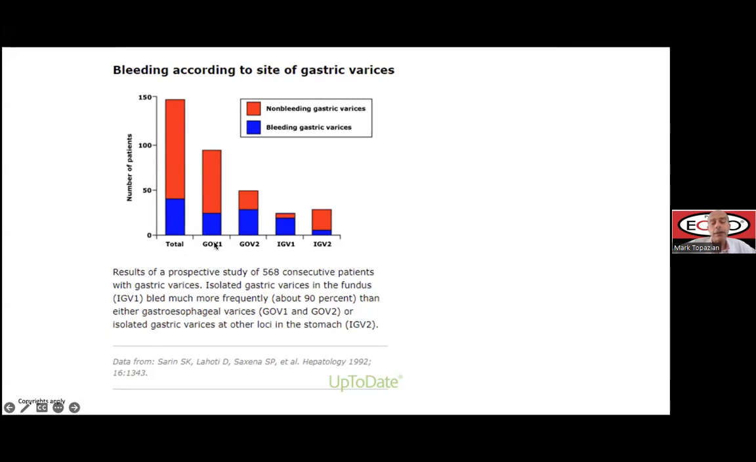But then if you look by type, there's quite a big difference. GOV1, that's these lesser curve varices, most of them did not bleed during follow-up, only a minority. Whereas the fundal varices, GOV2 and IgV1, had a high risk of bleeding. GOV2, it was about 60%. IgV1, about 80% hemorrhaged during follow-up. And as I already mentioned, these hemorrhages were more severe and more likely to kill the patient. And then IgV2, the ectopic gastric varices, unlikely to bleed. So you get a picture from this right away that the worrisome gastric varices are the fundal varices, GOV2 and IgV1.